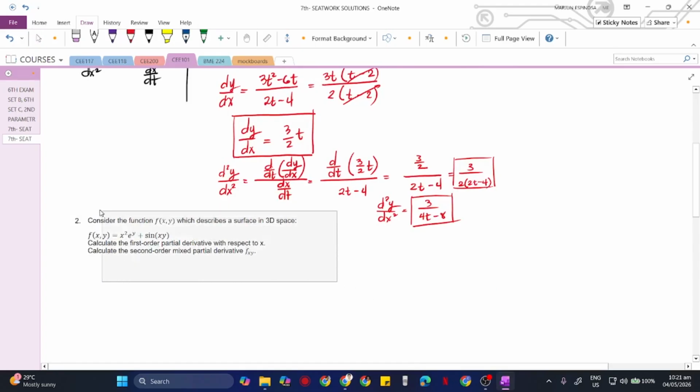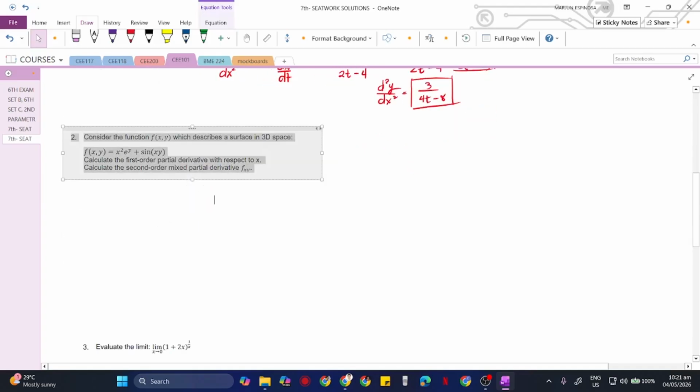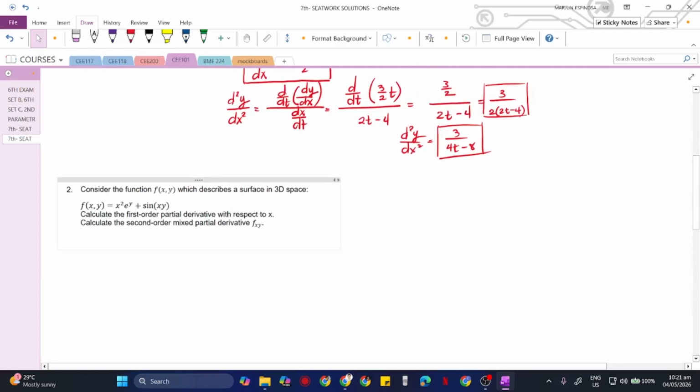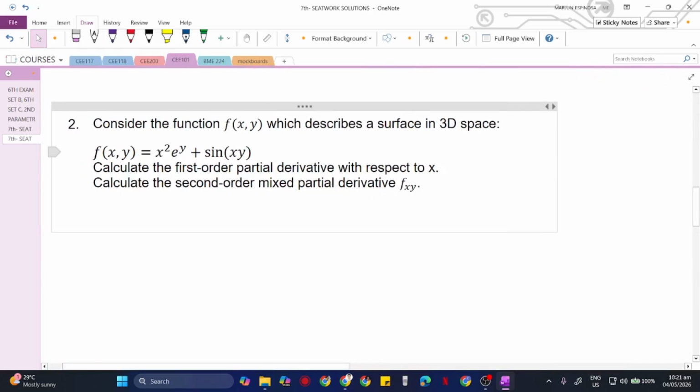Okay, how about this number 2? Let me just move this one. Okay, for number 2. Consider the function of x comma y, which describes a surface in 3D space. So we have here a function f as a function of x and y. So we have two variables here. We have x squared e raised to the power of y plus sine of x times y.